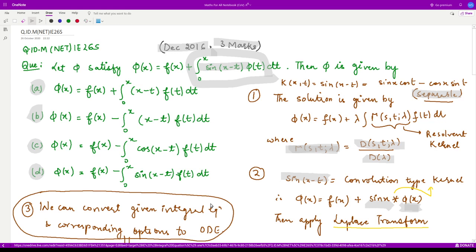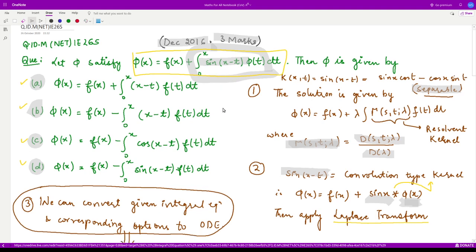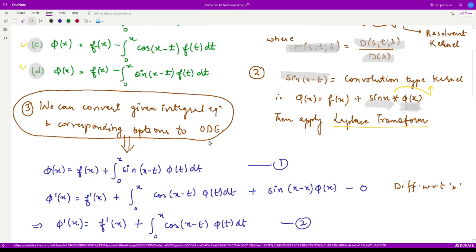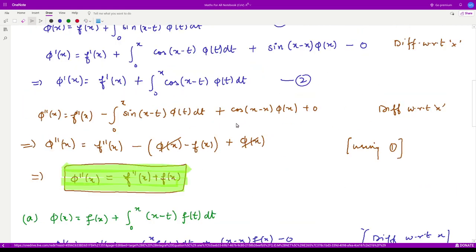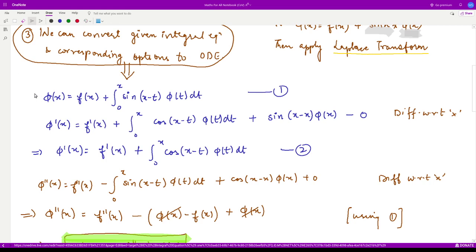We can convert the given integral equation into the corresponding ordinary differential equation and see which option matches the given differential equation. So first of all, this is our given integral equation, right? Let's solve it by converting it into the ordinary differential equation. Let's differentiate equation number 1, this one.